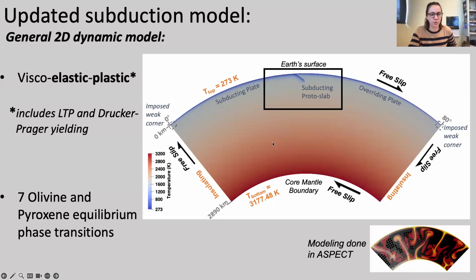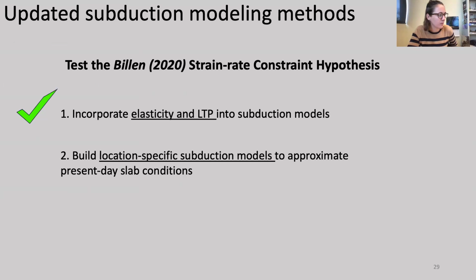I'm not going to show the full model domain again, since we're focused on the slab and the slab conditions. I'm going to stay zoomed in on this central part, but keep in mind that I am using a much larger box and accounting for the mantle dynamics around. So I'm going to jump into building the location-specific subduction models now that I've incorporated the elasticity and low temperature plasticity.